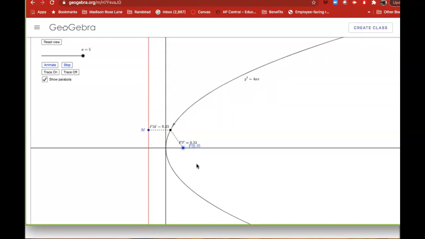I'm sorry, I'm not showing you the one that we just graphed. But I'll graph that one in a second. I just wanted to show you the basic idea.